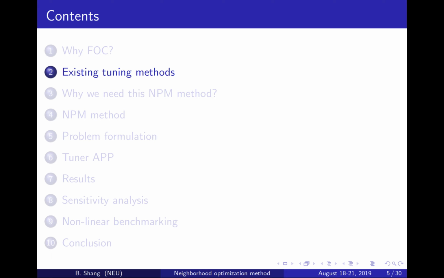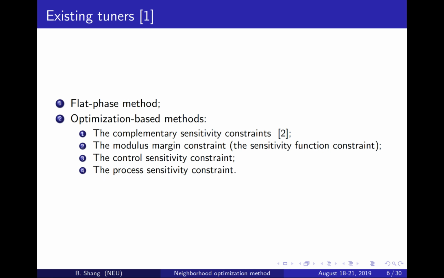The next question is how to tune those fractional order controllers. There are some existing tuning methods. The first one is based on equations. We build equations to make the phase flat at crossover frequency. So this is the first method. Also, there are some methods based on optimization. And the following four are how to build the constraints. Some of them had sensitivity constraints.